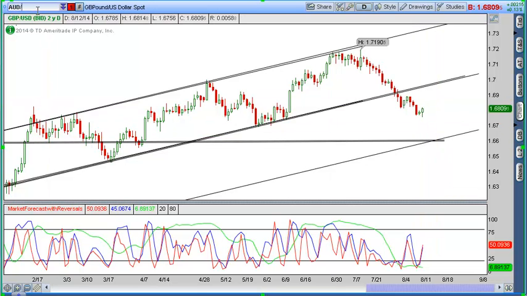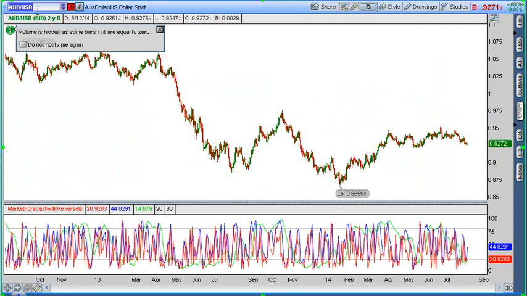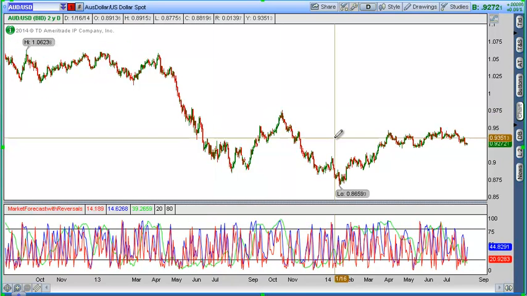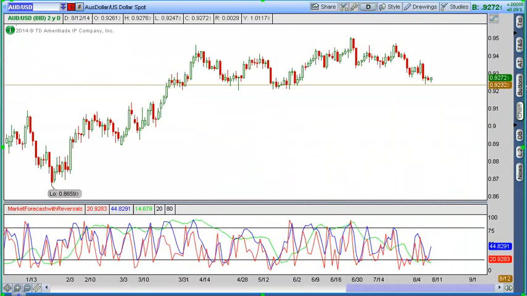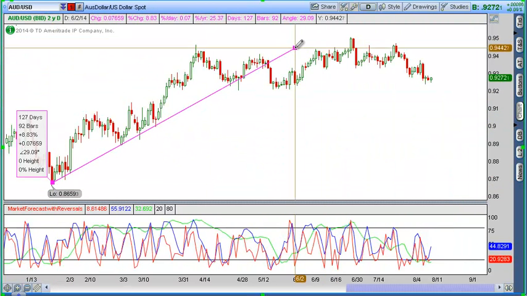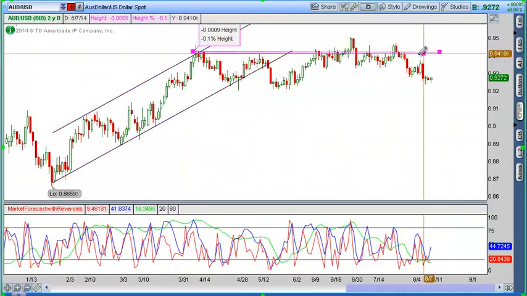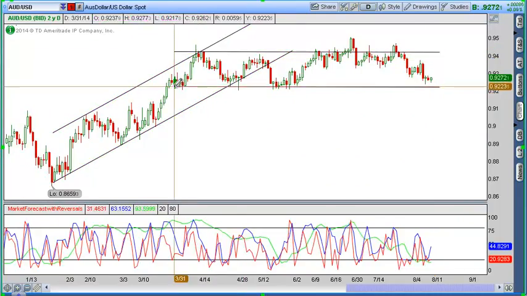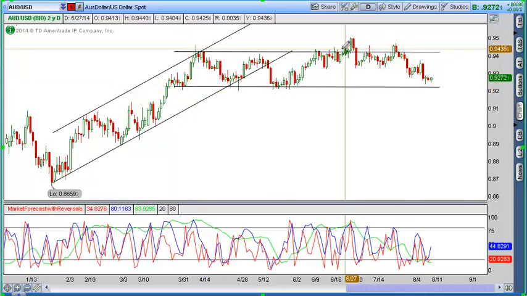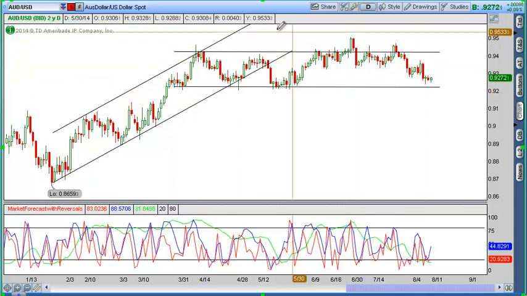Let's look at the Aussie US dollar. And looking at the Aussie US dollar, what do we have? We had a bullish trend through here. Price traded flat through here. We traded sideways through there. We broke out, came back in, broke out, came back in, and this is a failure.